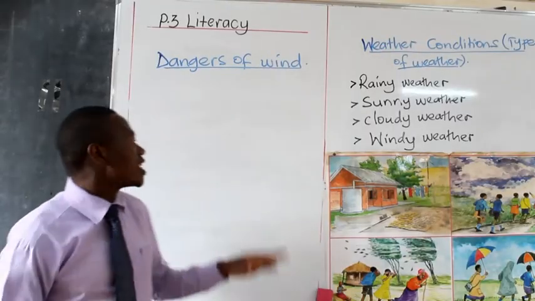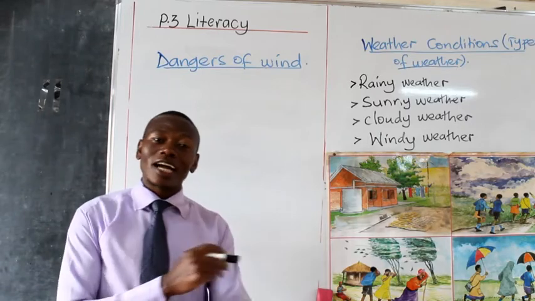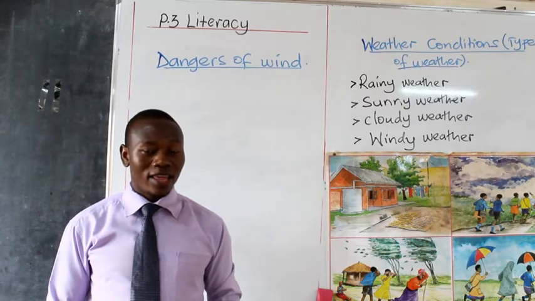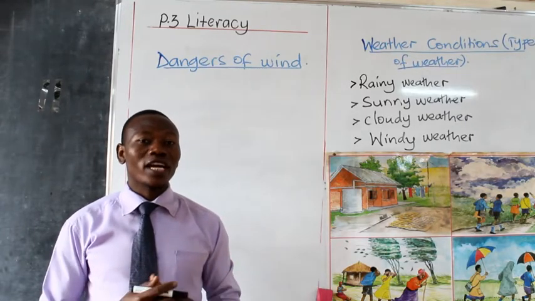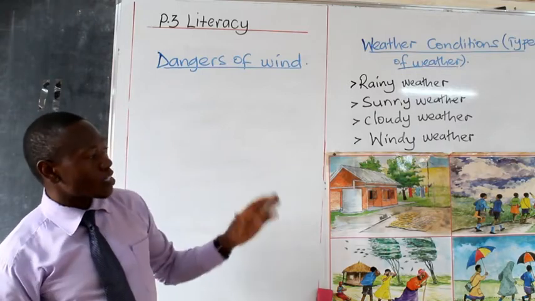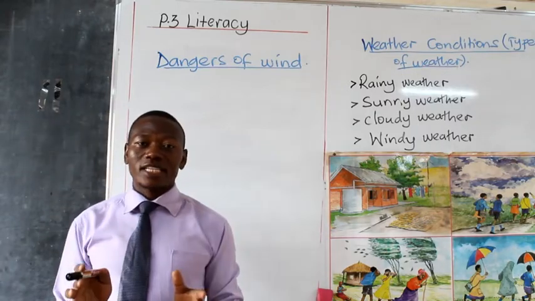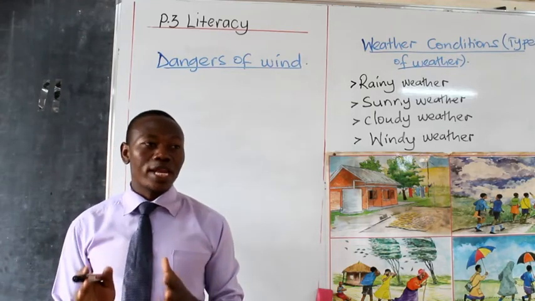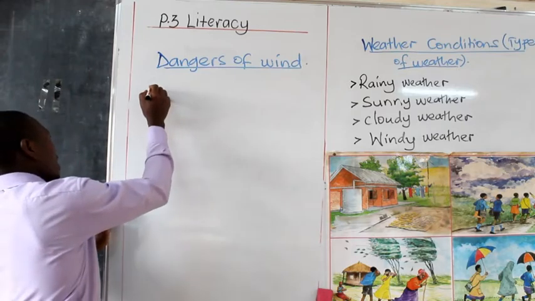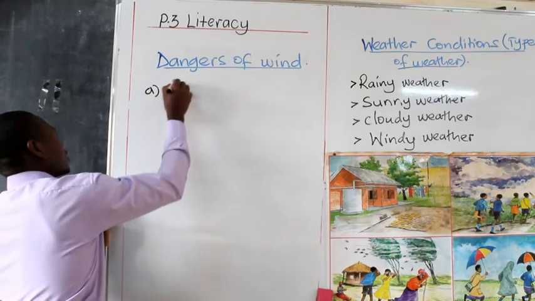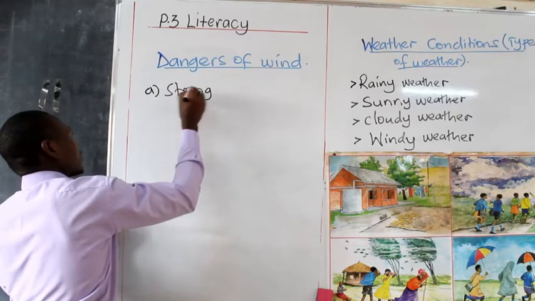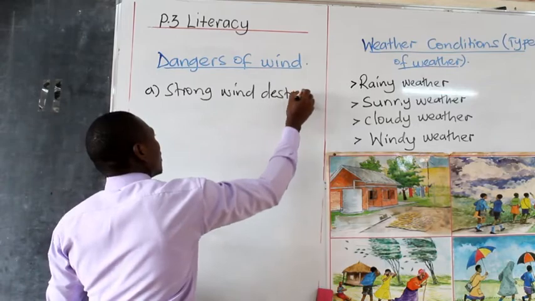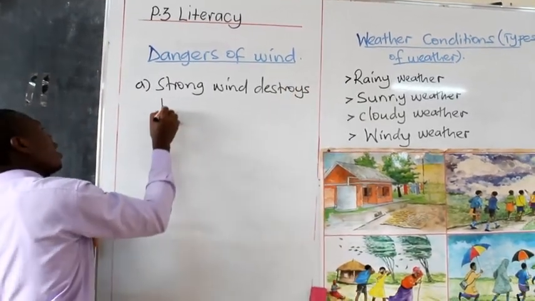So children, like you said, however good wind is, wind is also dangerous in one way or another to people. So what do you think is the danger of wind? We say wind is good, but strong wind is what we are looking at this time round. What does strong wind do? We say one, strong wind destroys what? Houses.